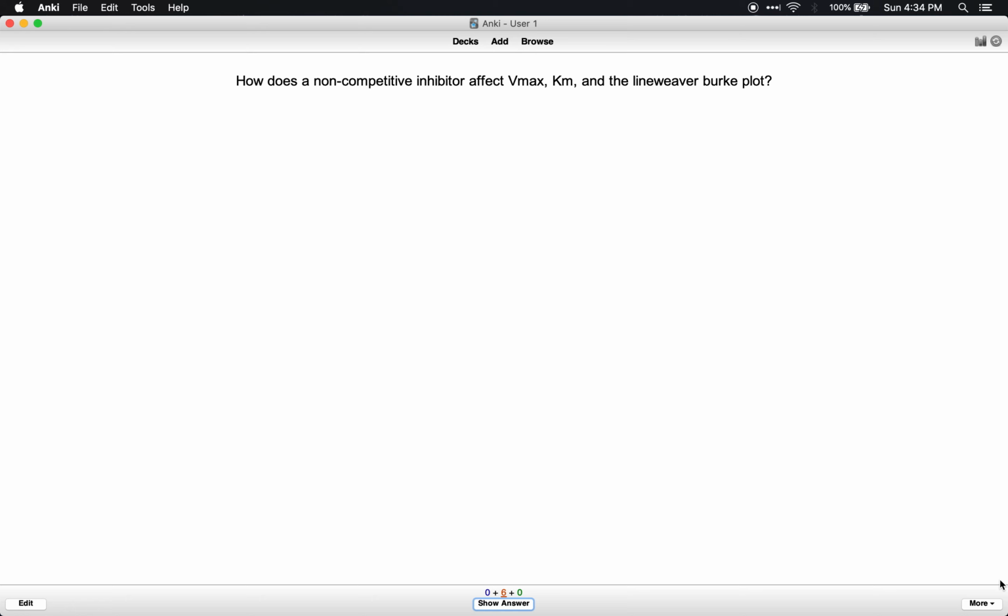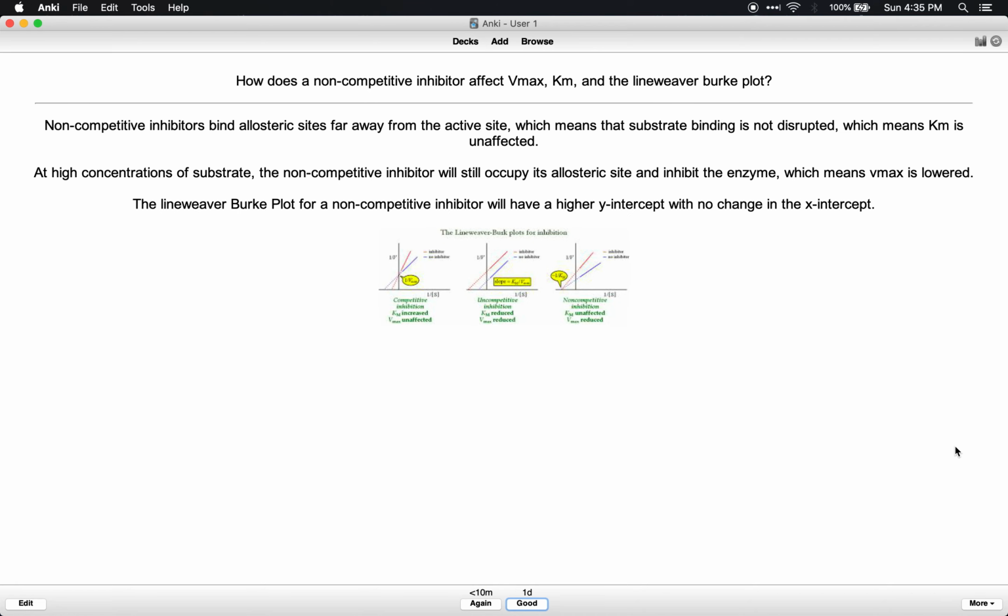I should put non-day proteins, whatever. How does a non-competitive inhibitor affect Vmax, Km, and the Lineweaver-Burk plot? Non-competitive inhibitors, I believe those are the ones that are uncompetitive, non-competitive at all. So it just binds to the ES complex. So it'll always lower Vmax and always lower Km. So it's going to shift over to the left with the same slope.